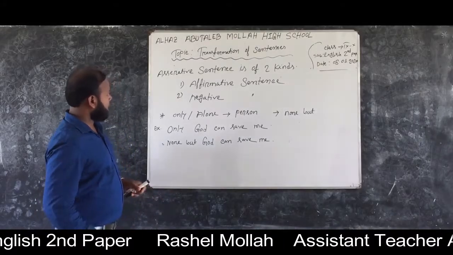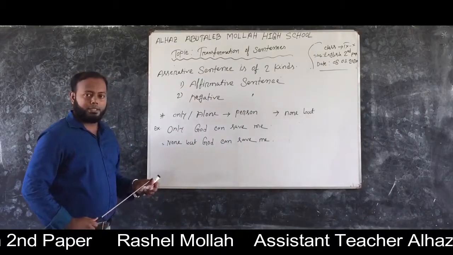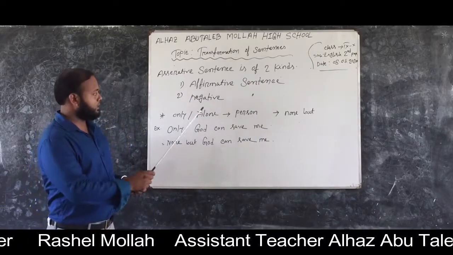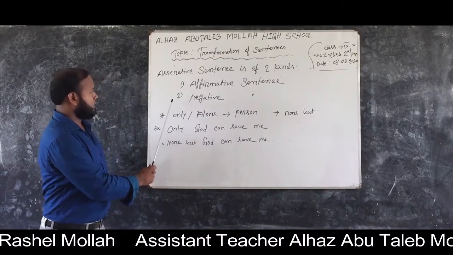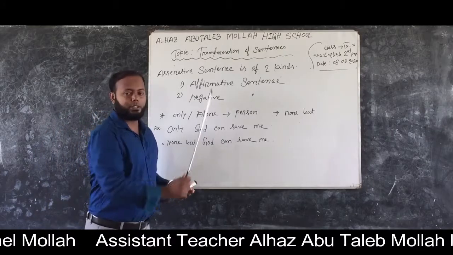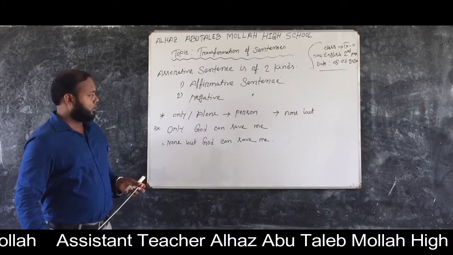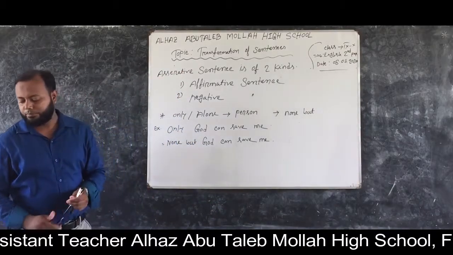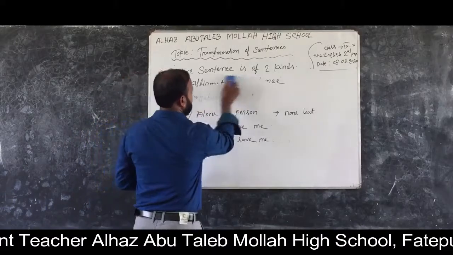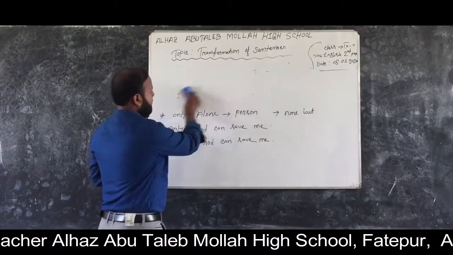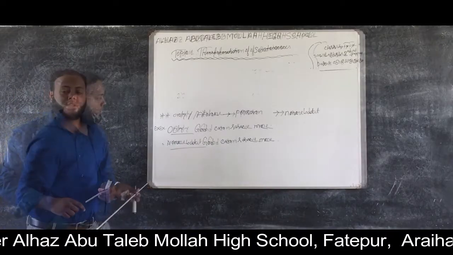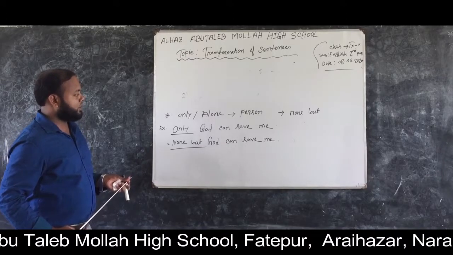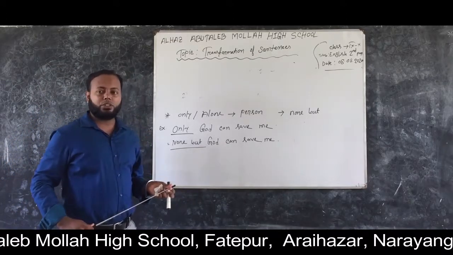Now, let's see the kinds of assertive sentence. We see that an assertive sentence is of 2 kinds. The first one is affirmative sentence. The second is negative sentence. Now, I will teach you how to change affirmative into negative. Let's see. My dear learners, in order to change affirmative into negative, you have to follow some instructions.